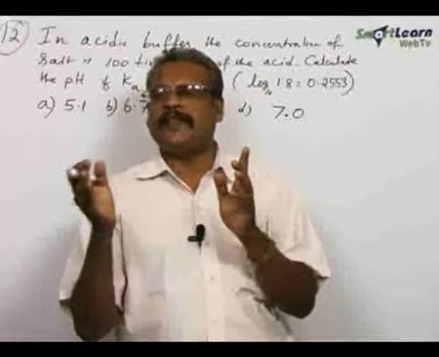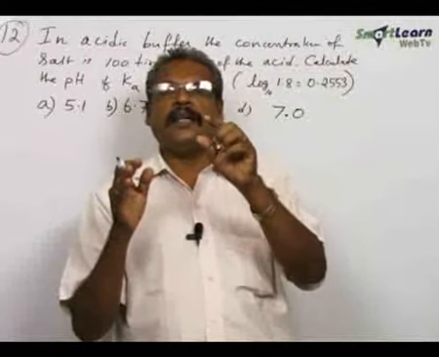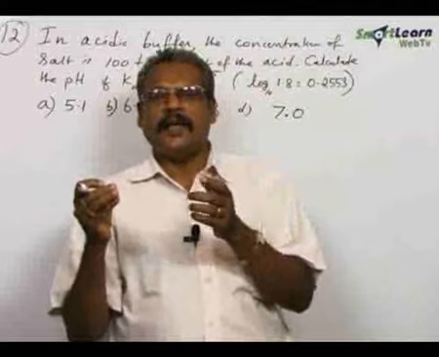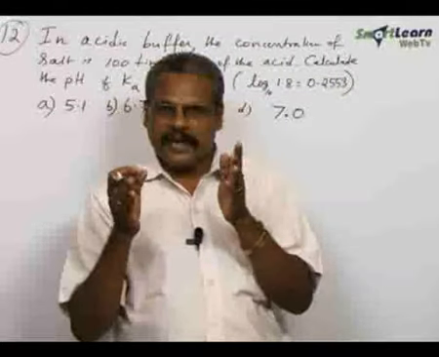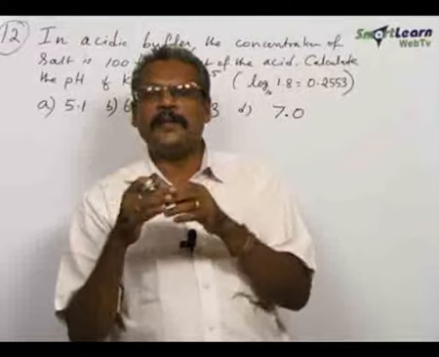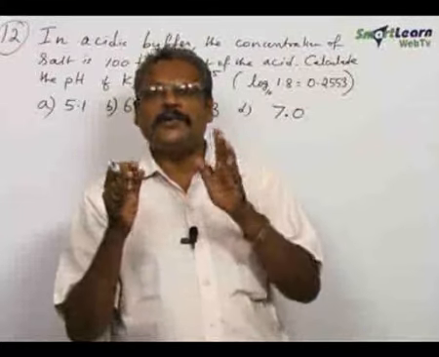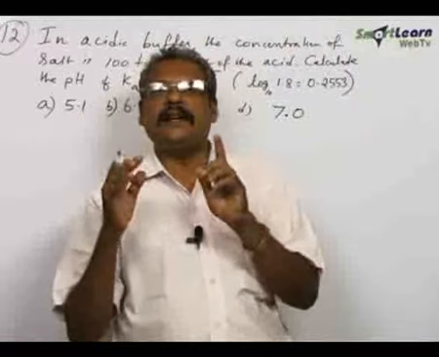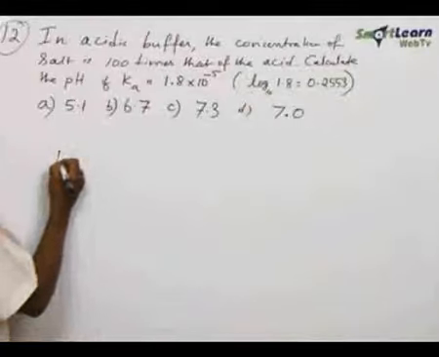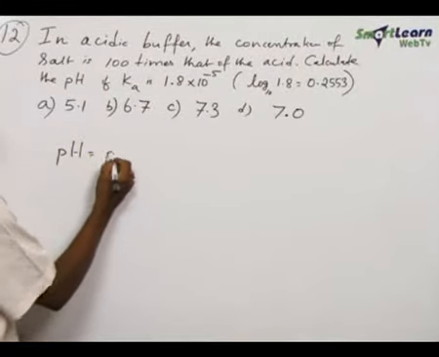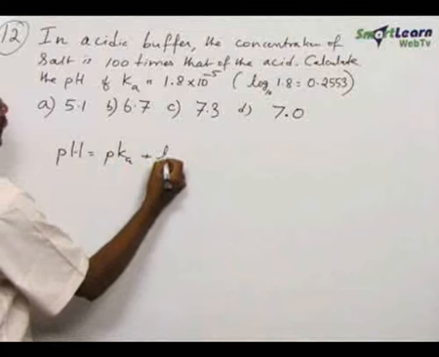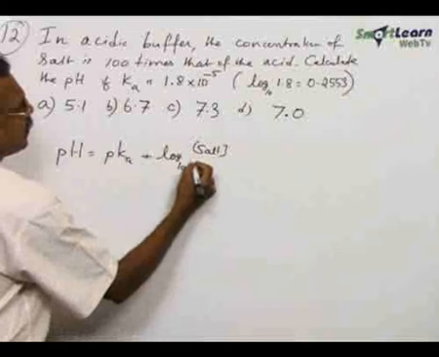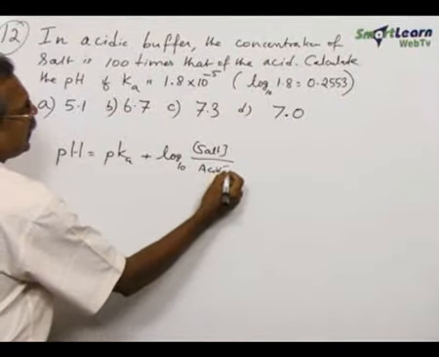So both acidic buffer and basic buffer maintain their pH as constant if I add a little amount of acid or base. And the pH of these buffer mixtures is calculated by using a very famous equation, the Henderson equation. So the problem is solved by using the Henderson equation. It is like this: pH is equal to pKa plus log of the concentration of salt divided by the concentration of the acid.